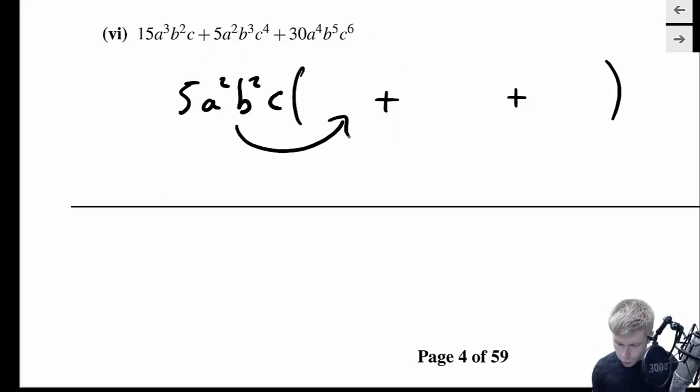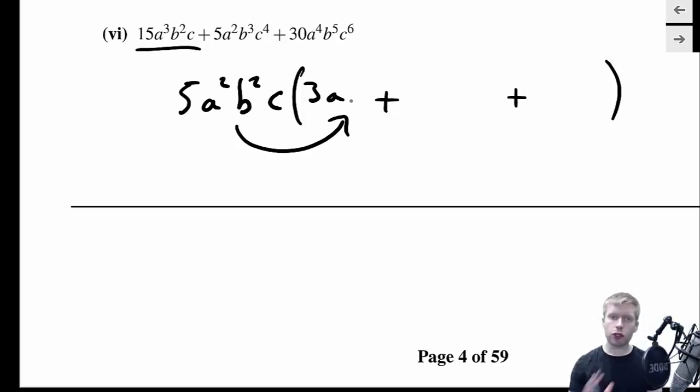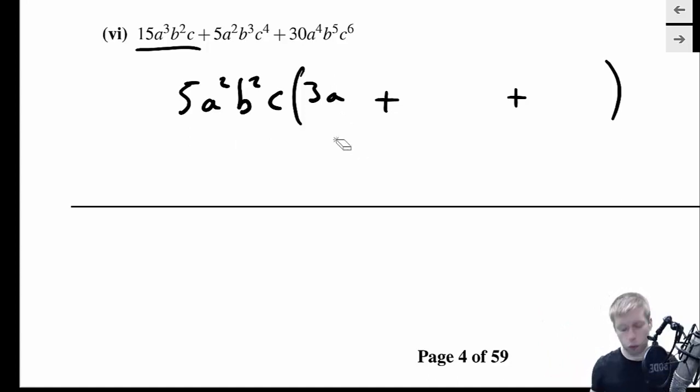So 5a squared b squared c multiplied by something in the first term has to give me 15a cubed b squared c. So let's think, 5 times 3 gives me 15, then the deal with the a's. So a squared multiplied by something has to give me a cubed, so there's got to be an a there. And then think about the b's. Well, the b squared's already gone out the front, so you don't need to worry about that. Likewise, the c has already gone out the front. So that's my first term dealt with.